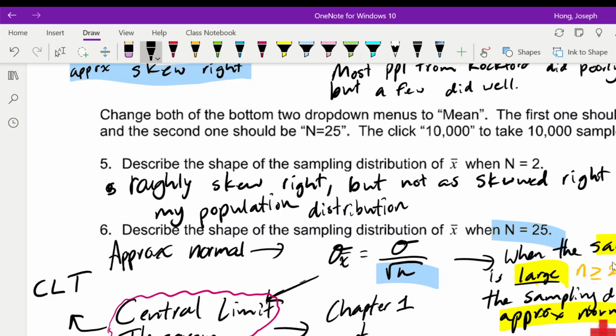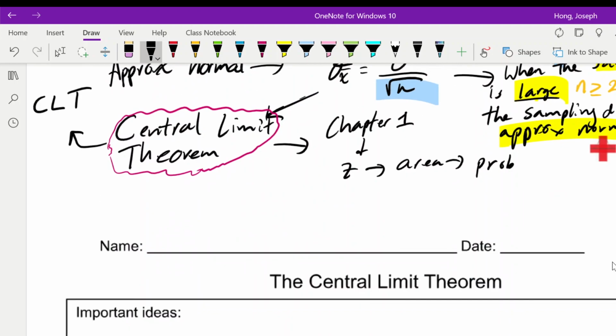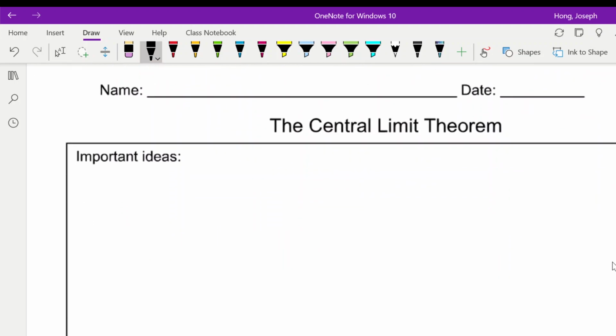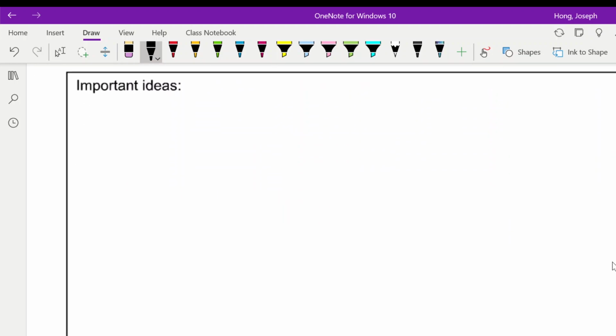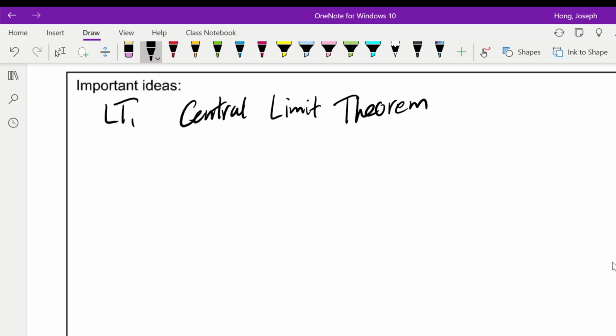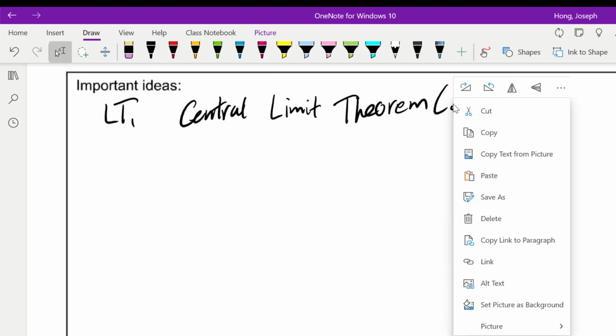So the main lesson of today is really to understand that the bigger our sample size, the more normal it's going to become. When we do our learning targets here, we have two. The first one is going to be the central limit theorem. And of course we call it CLT. Come on, pencil.